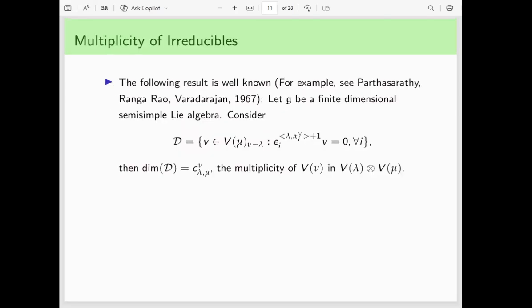So the first question that I want to ask is, we have a U(g) submodule of the tensor product. How does it break down into irreducibles? And the following result is due to PRV and independently due to Kostant: this space D is defined as vectors from V(mu) of weight nu minus lambda which are killed by the power <lambda, alpha_i check> plus 1 of e_i. If you take this space, then the dimension of this space gives you the multiplicity of V(nu) inside the tensor product. So this dimension of D is equal to c_{lambda mu}^nu.